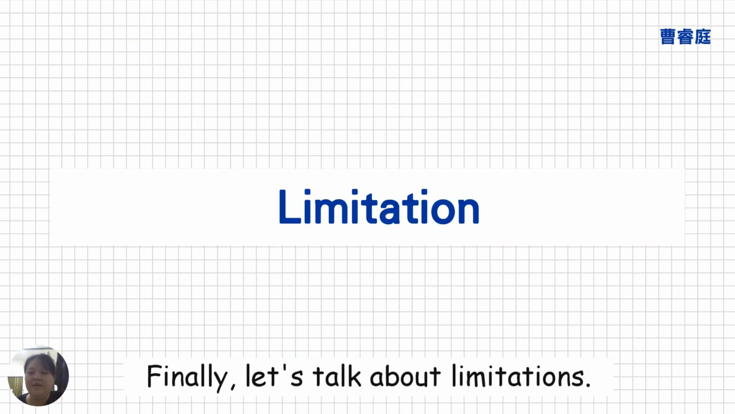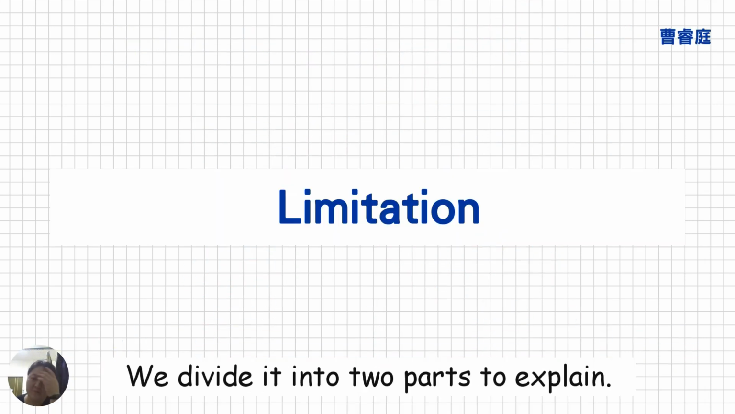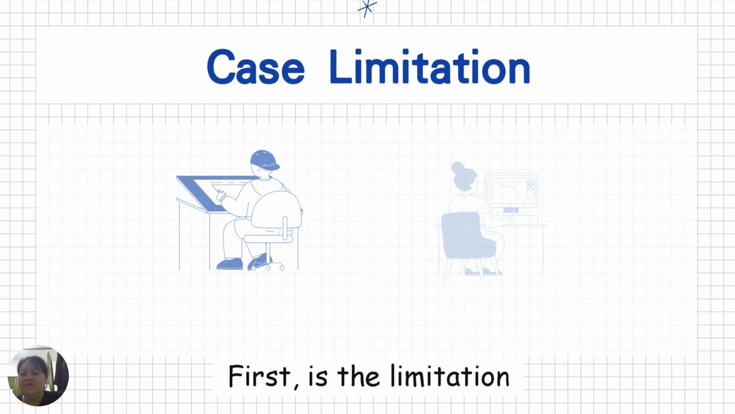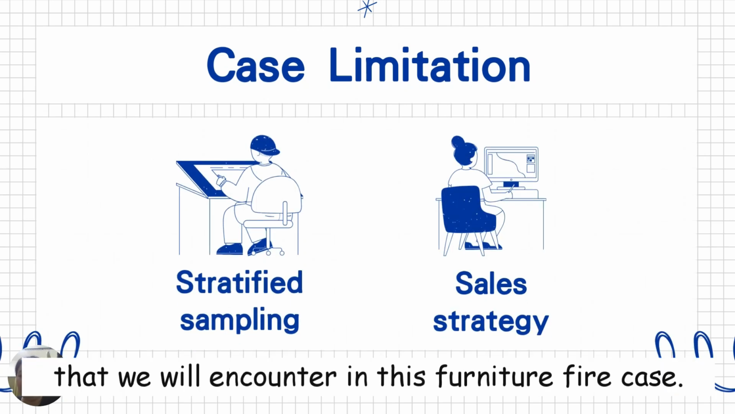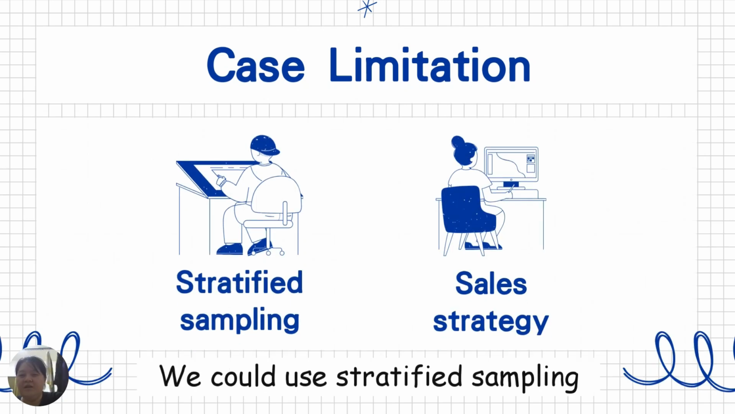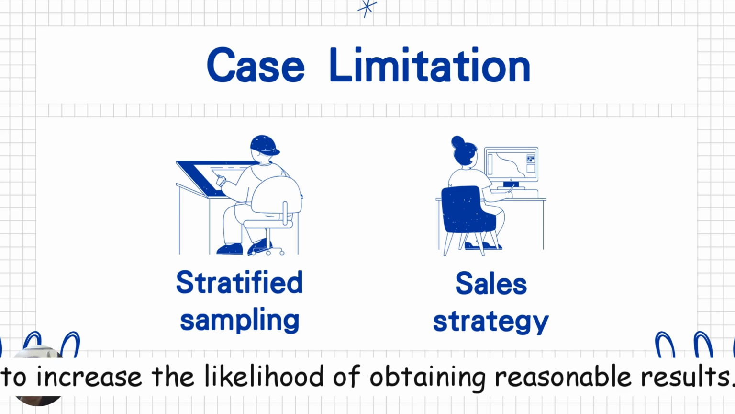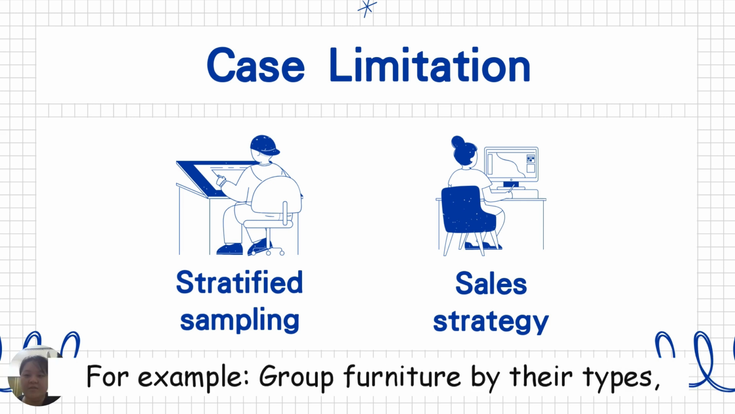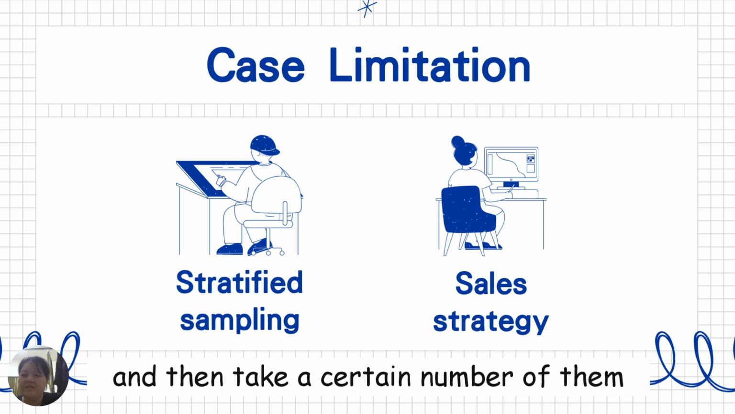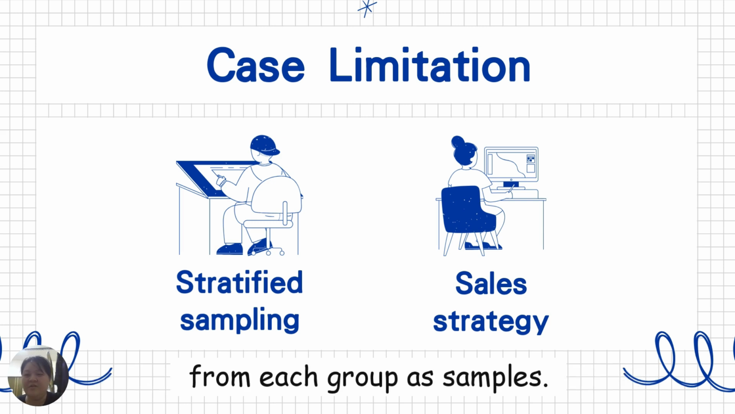Finally, let's talk about limitations. We divide it into two parts to explain. First, a limitation that we will encounter in this Furniture Fire case. We will use stratified sampling to increase the likelihood of obtaining reasonable results. For example, group furniture by their types, and then take a certain number of them from each group as samples.